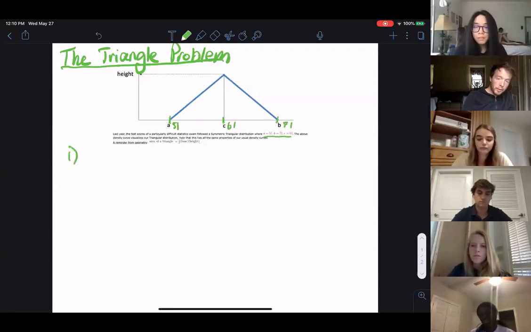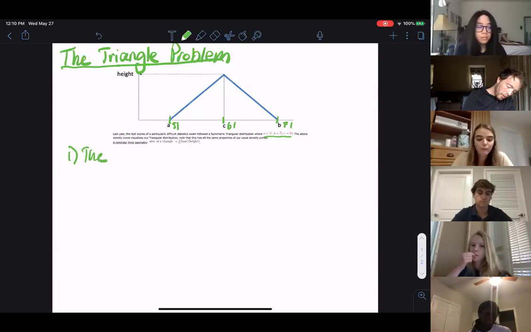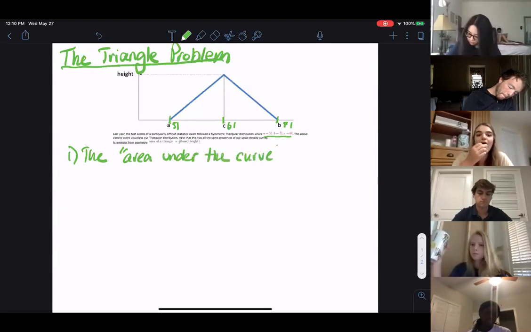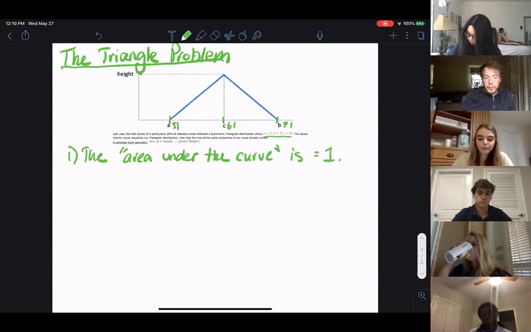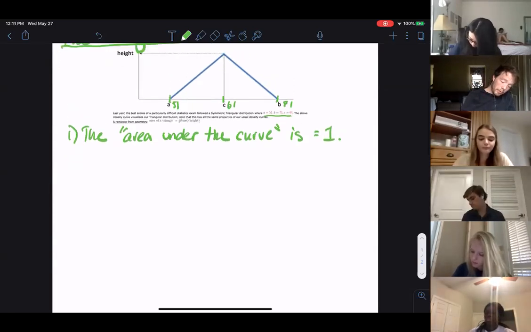There were two main things to remember when trying to do this problem. And the first is the area under the curve is equal to 1. And this is something that's true for all density curves. It's something we've talked about a few times with the normal, with the uniform, and with density curves in general. So that was the first thing to remember.